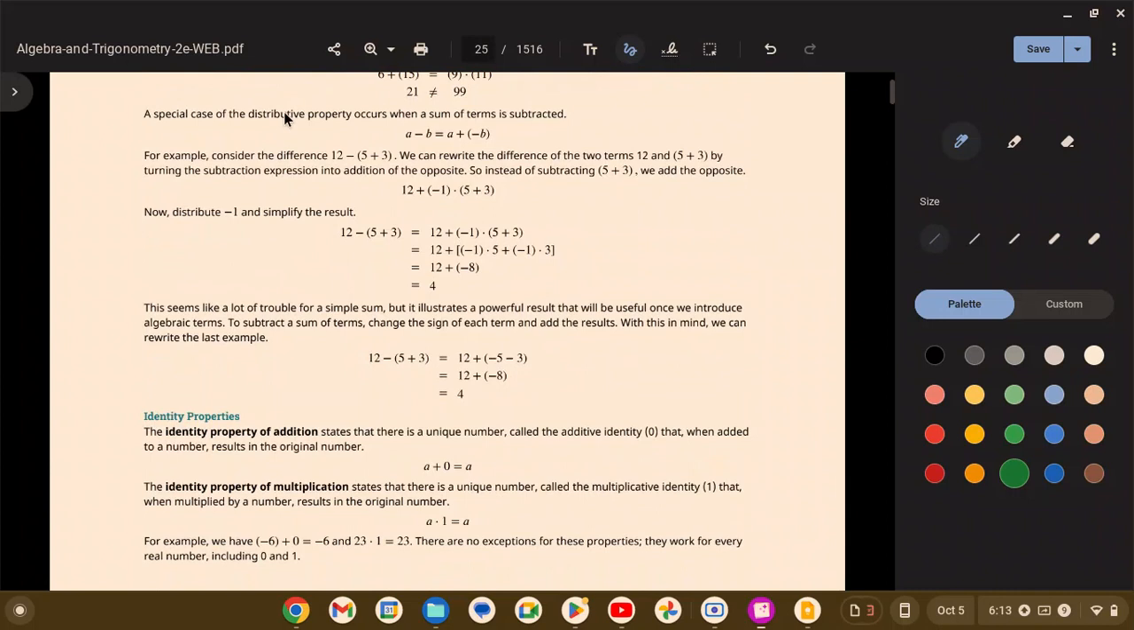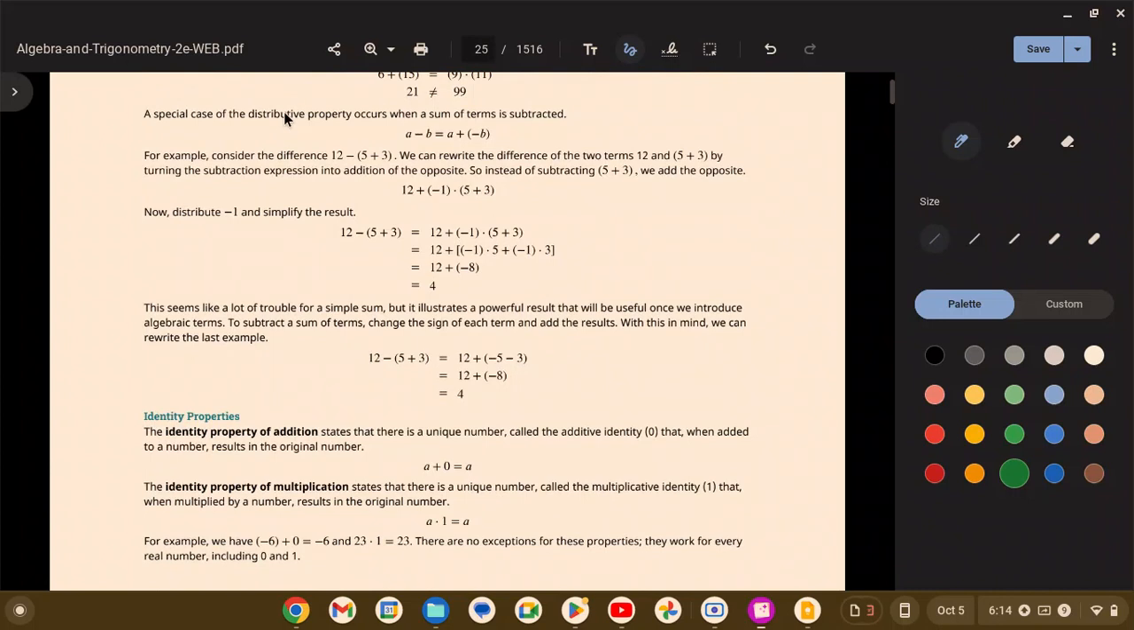12 minus (5 plus 3) equals 12 plus negative 1 times (5 plus 3), which equals 12 plus, in brackets, (negative 1 times 5 plus negative 1 times 3), which equals 12 plus negative 8, which equals 4. This seems like a lot of trouble for a simple sum, but it illustrates a powerful result that will be useful once we introduce algebraic terms.